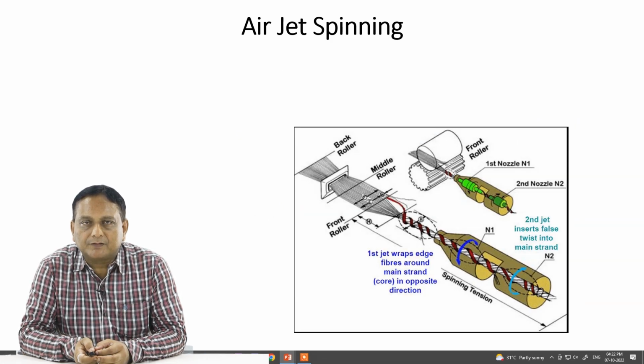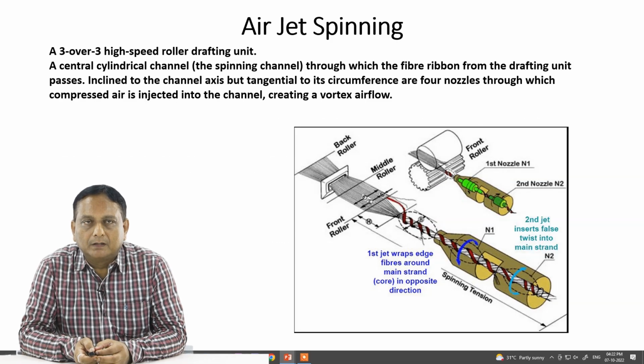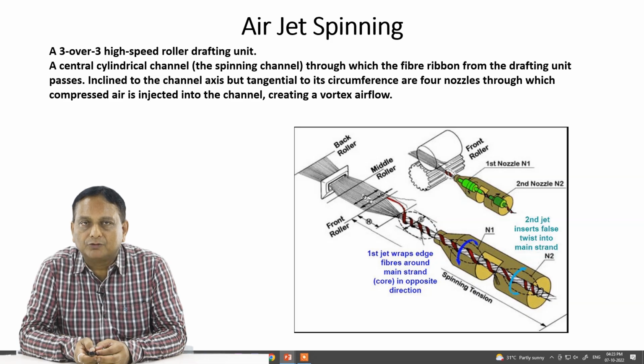Now as you can see in this figure, a little bit of the mechanism. A 3/3 high speed roller drafting unit is there. A central cylindrical channel, called the spinning channel, through which the fiber ribbon from the drafting unit passes. Now inclined to the channel axis but tangential to its circumference are the 4 nozzles through which the compressed air is injected into the channel, creating a vortex airflow, which is shown in the figure.